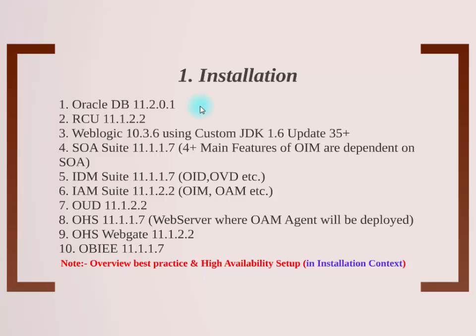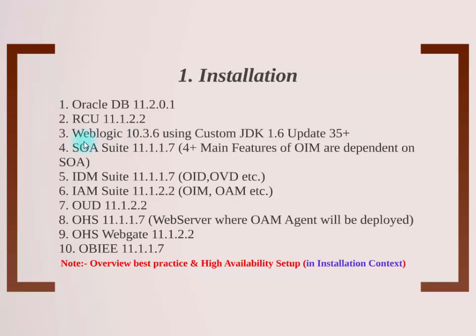Once we have our database prepared, we will run RCU and create component schemas in the database. We need to create schemas related to OIM, OAM, SOA, OID, OBIEE, all these components. Then step number 3 is we are going to install WebLogic 10.3.6 using a custom 64-bit JDK, version 1.6 update 35. The point here is why we need to pick up the 64-bit JDK. We'll discuss that in greater detail.